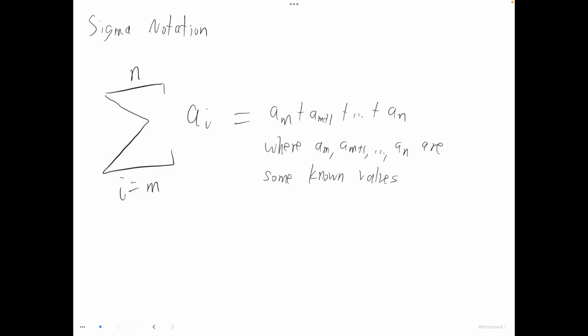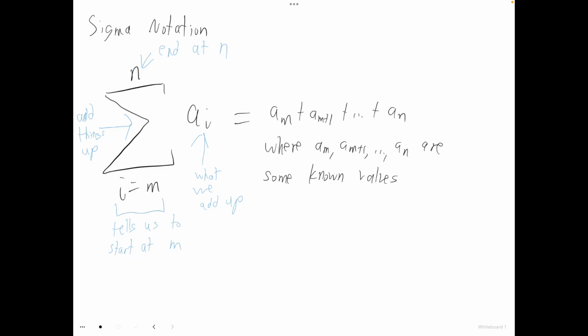Now the way you interpret this notation is this piece at the bottom tells us where to start. So it tells us to start at m, and this piece here tells us to end at n. The a sub i is telling us this is what we're adding up. And then the sigma literally just means add things up. Okay, so that is what sigma notation is.